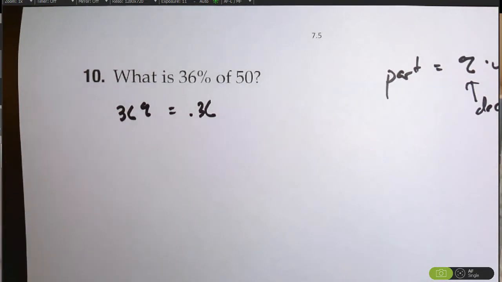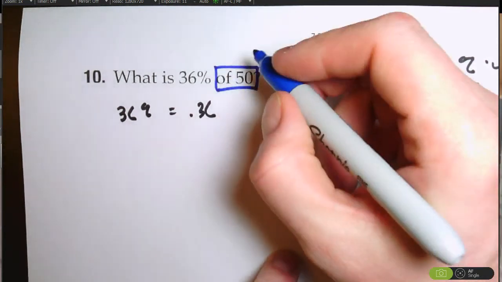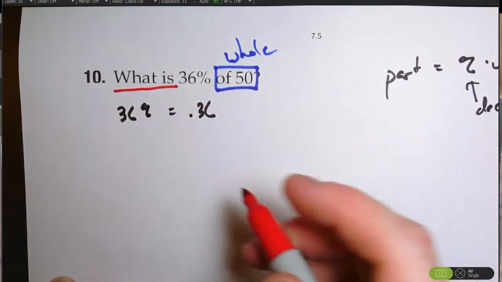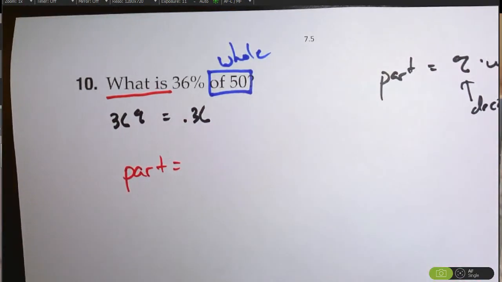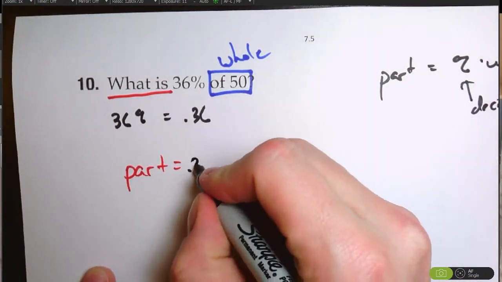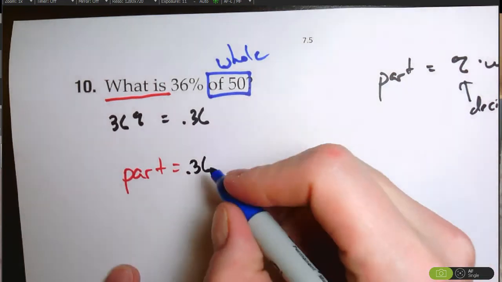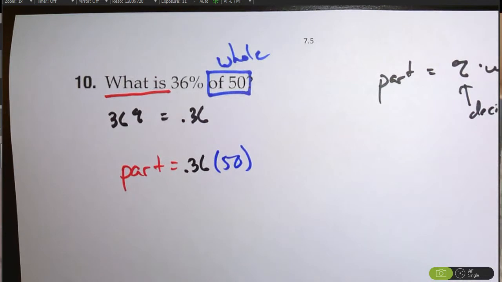Next, we have to figure out what the heck the "of 50" means. Oh, that's the whole. That's the whole amount. So I'm looking for the part, and I notice that because it says "what is." So part will equal 0.36 times the whole amount of 50. Okay, that's all we really have to do for this problem. So now it's just 50 times 0.36.